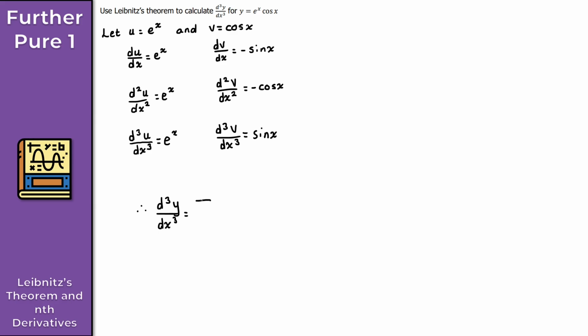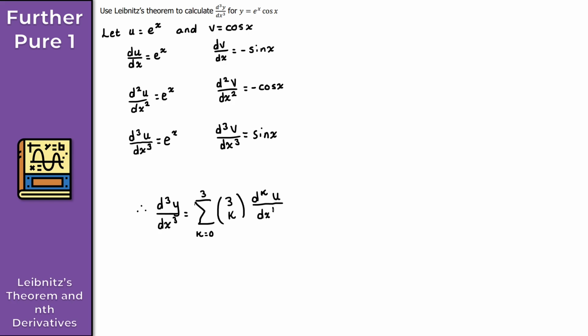So it's the summation from k equals 0 to 3, because we're looking for the third derivative, right? So from k equals 0 to 3, we then have 3 choose k. So 3 choose k here. And then we times this by our product of derivatives here. So in that case then, we get the following, all over dx to the power of k.